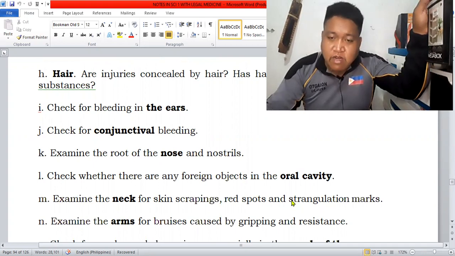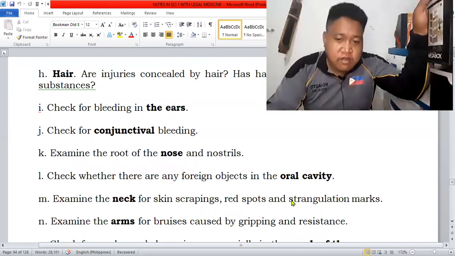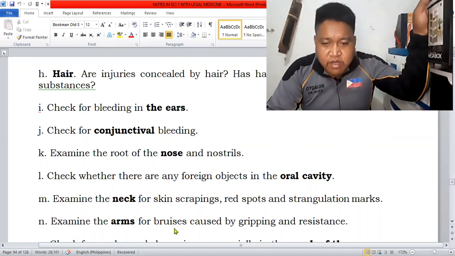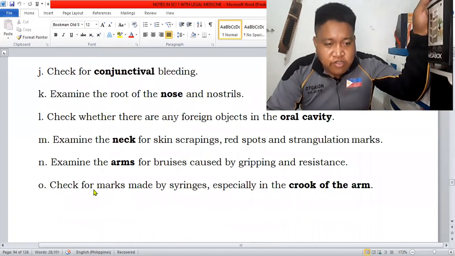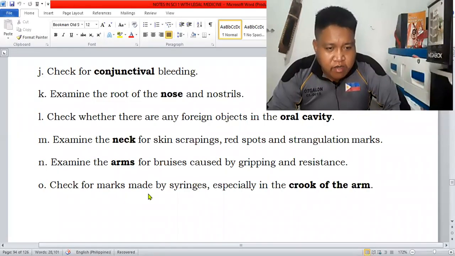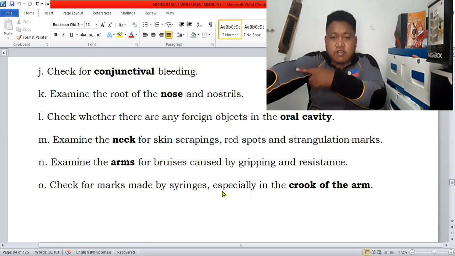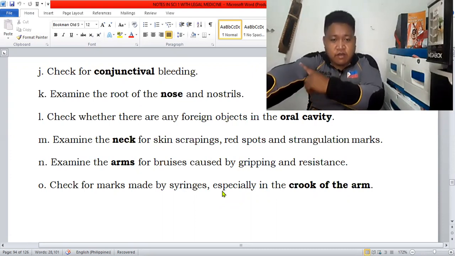Pag sinabing strangulation, baka sinakal or, no? Yan. Examine the arms for bruises caused by gripping and resistance. Check for marks made by syringe, especially the crook of the arm. Okay, so check the marks made by syringe, especially in the crook of the arm. I said a while ago, ang crook is commonly kasi check dito sa banda dito, crook of the arm.